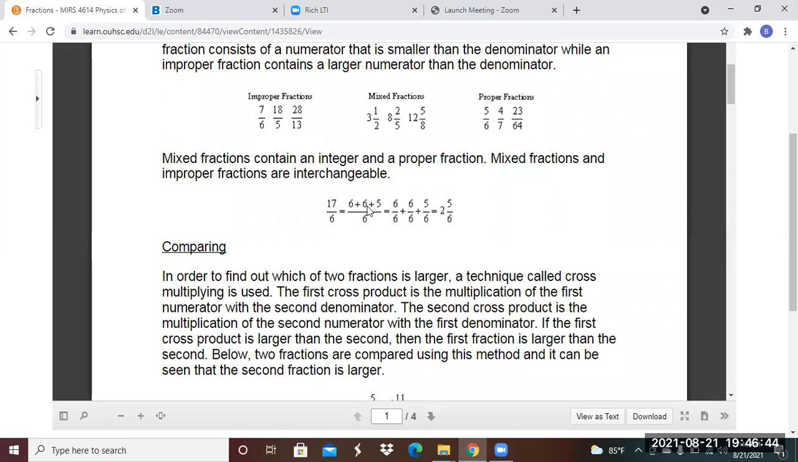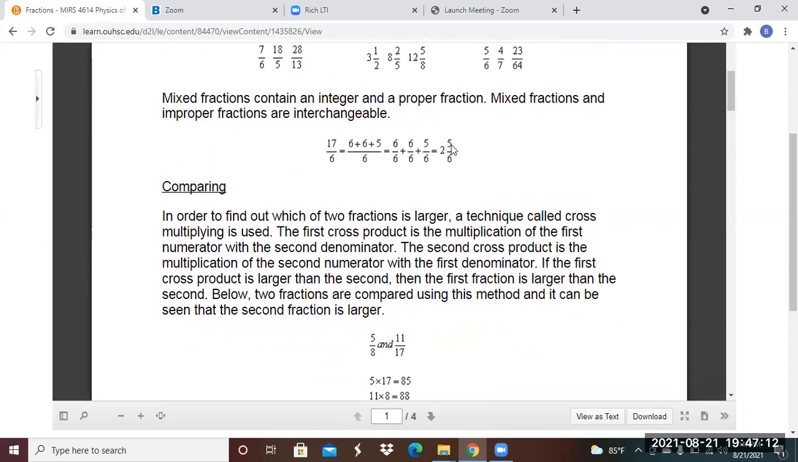So if you take 6 and 6, you add those two together, you get 12. It's not quite 17. What's the remainder? You've got 5. So you've got 6 and 6 and then 5. So you've got 6/6, that's defined as 1. You've got another 6/6 that's defined as 1. 1 plus 1 ends up being 2. You add a fraction to that, so you've got 2 and 5/6. So this is a method of taking an improper fraction and turning it into a mixed number, which is an integer plus a proper fraction.